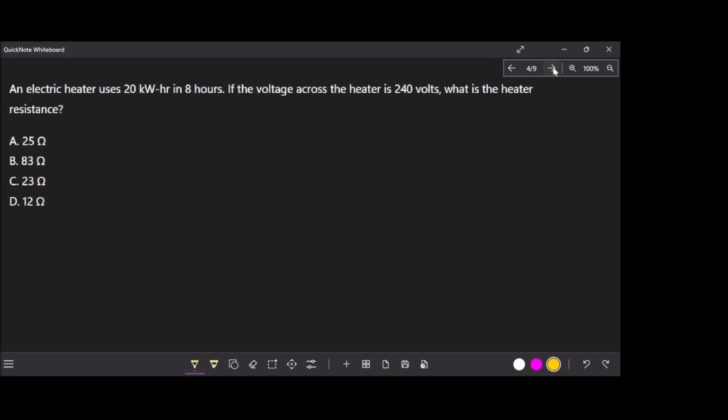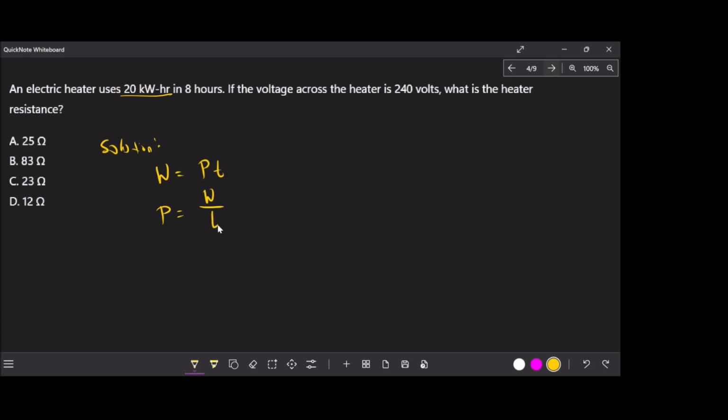Okay, so we have another problem. An electric heater uses 20 kilowatt-hours in 8 hours. Now, if the voltage across the heater is 240 volts, what is the heater resistance? Okay, so solution. Gagawin natin dito, itong 20 kilowatt-hours gagawin nating power. So this is energy, or work. So work is just equal to power times the time. Yung time natin dito is in hours. So solving for the power, cross multiply lang.